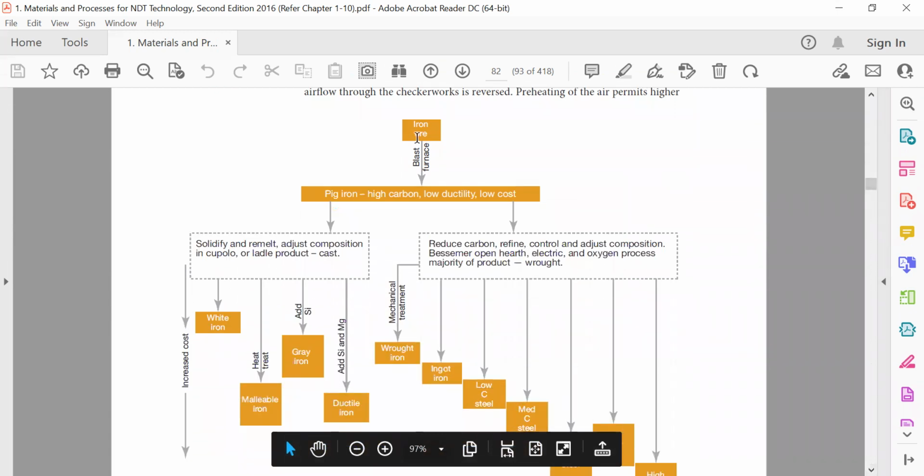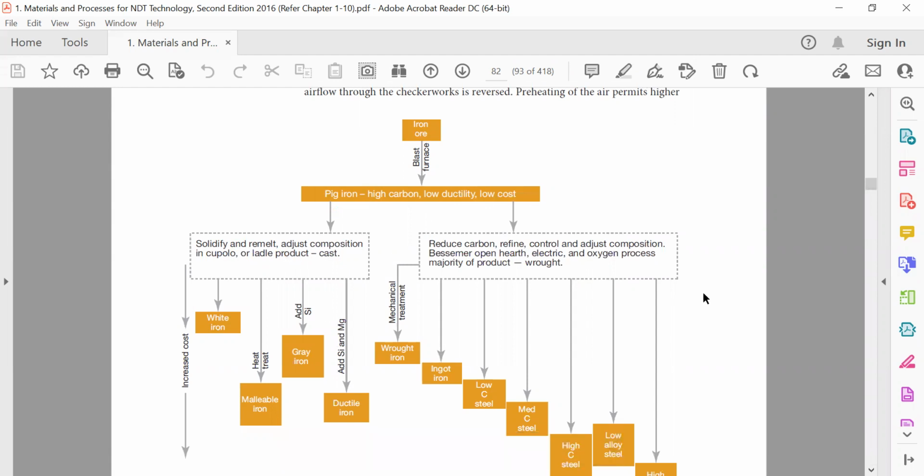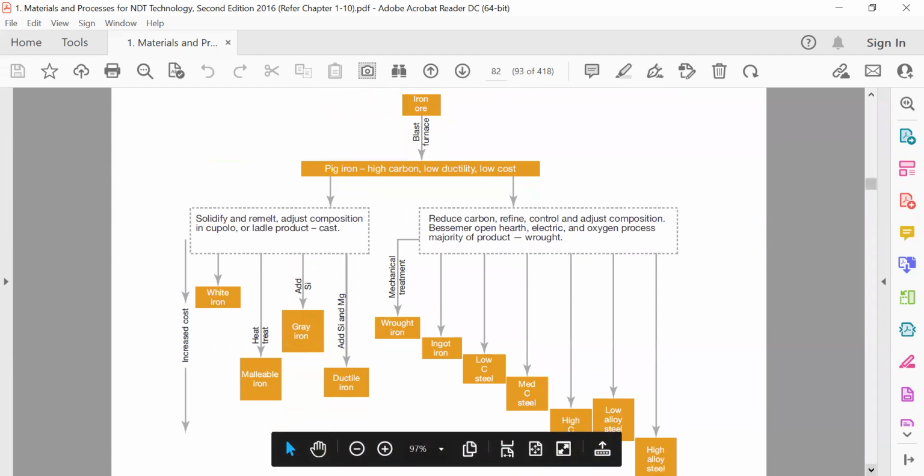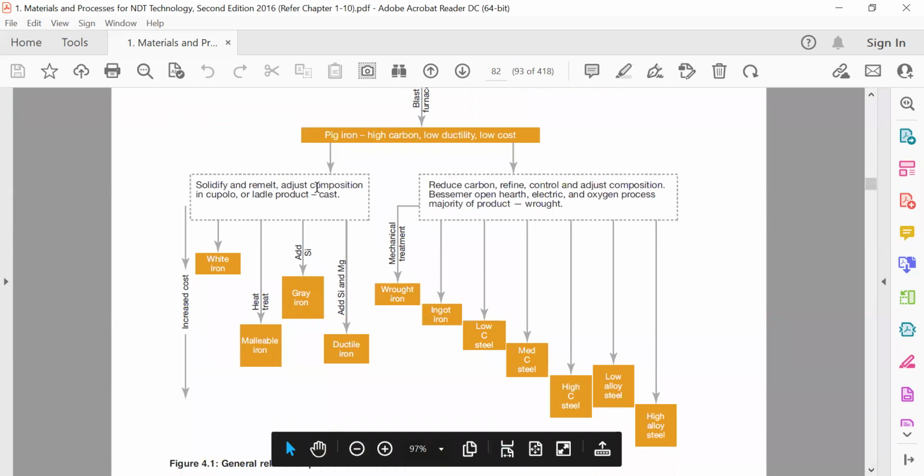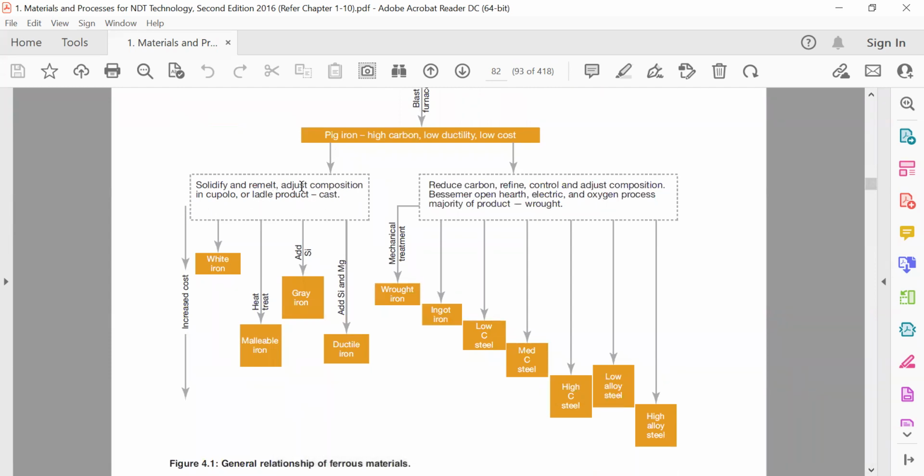So what happened? Iron ore to pig iron: high carbon, low ductility, low cost. Then they can save it for the future, solidify, remelt, adjust composition, and ladle. If it is directly from the liquid state, it can go for white iron, gray iron, malleable iron, ductile iron. It can be cast to different products.